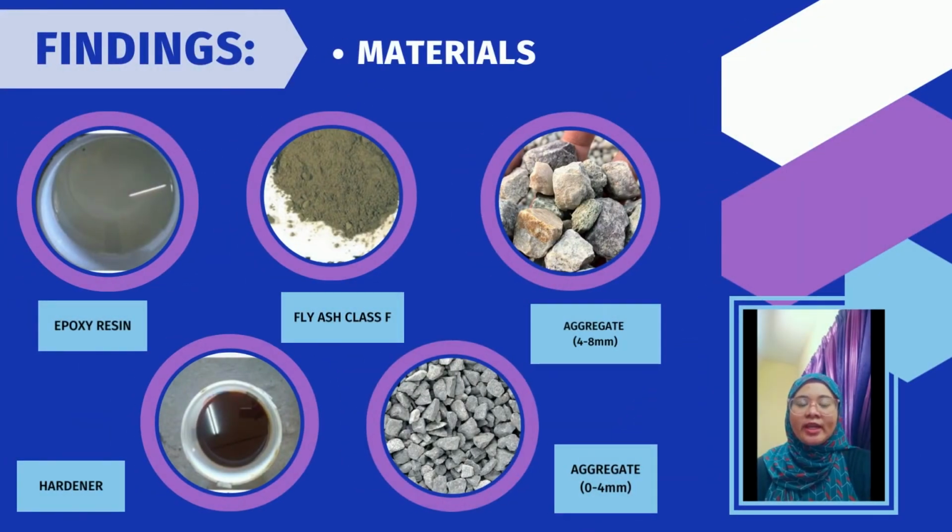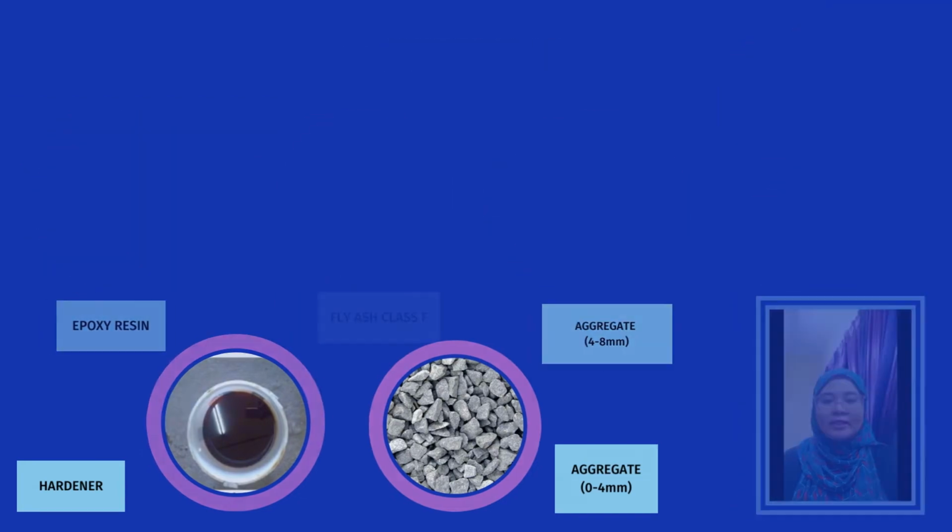I am Nurul Zafira and today I am going to present about materials, design procedure and data analysis. Materials that we need for this procedure are epoxy resin, hardener, fly ash class F, and aggregate of sizes 0 to 4 mm and 4 to 8 mm.